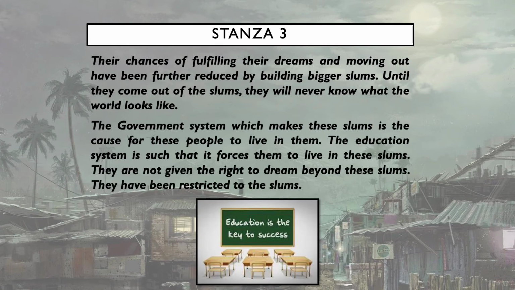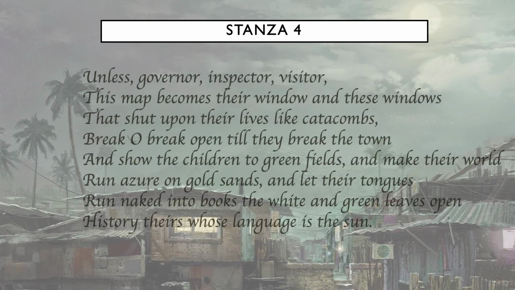The government system which makes these slums is the cause for these people to live in them. The education system is such that it forces them to live in these slums. They are not given the right to dream beyond these slums. They have been restricted to the slums. Read the stanza 4 carefully.